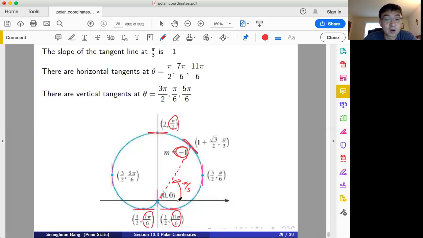We have the 2 vertical tangent lines here and here, so we have 5 pi over 6 and pi over 6. One more, this one here is right. What happens on this graph as theta approaches 0 here? The tangent line slope approaches positive infinity, increasing more and more. We have one more here, where the angle is 3 pi over 2. So this is the whole idea for solving problems in section 10.3.